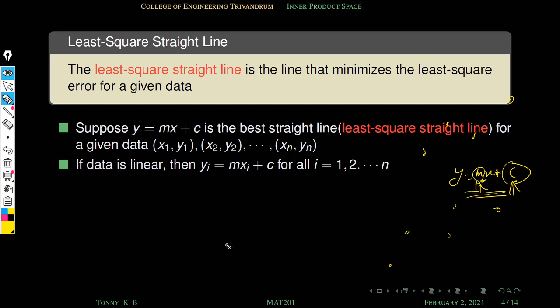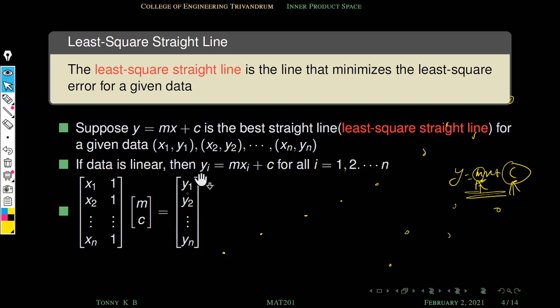Suppose our observed data is like this, then it is very easy. You just substitute two values on the straight line, then you can easily solve for m and c. It is linear, but practically this is not possible. Practically this does not happen. So if data is linear, then the data points satisfy the straight line.